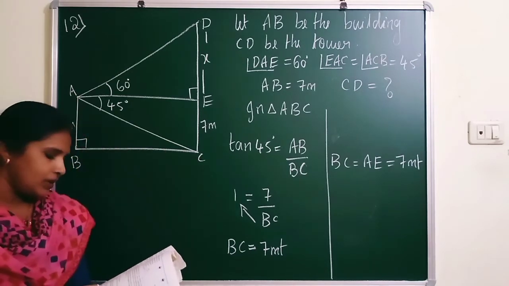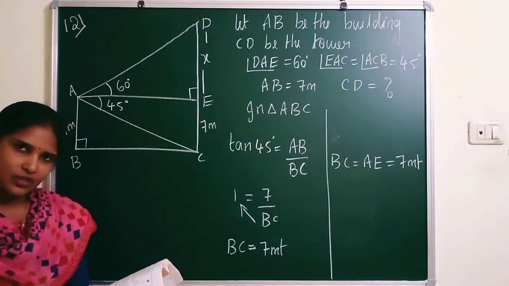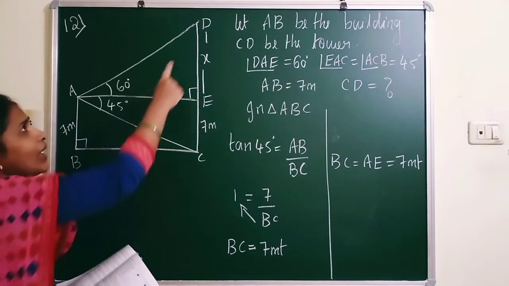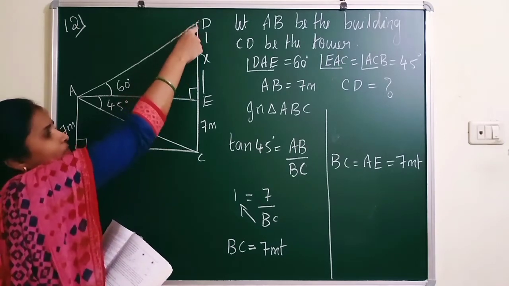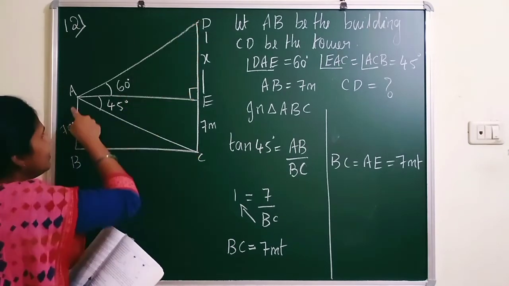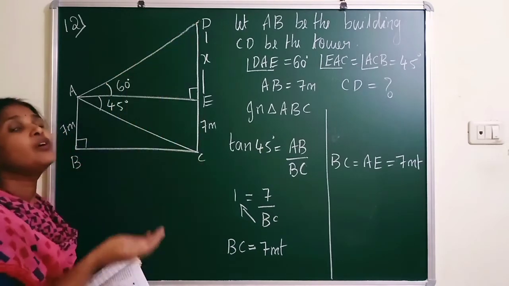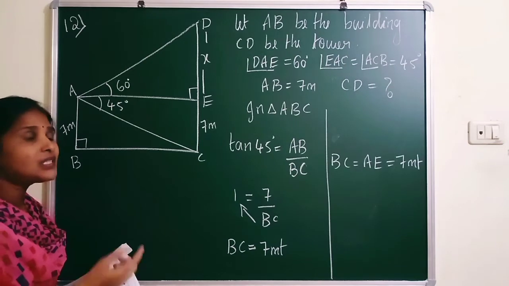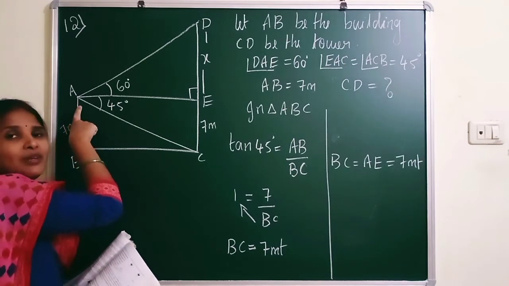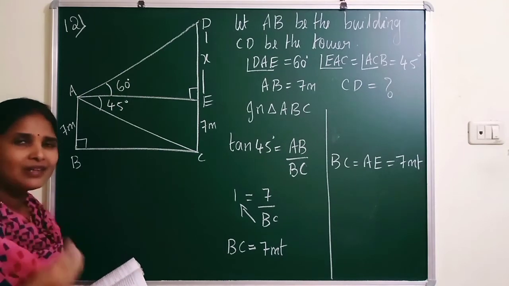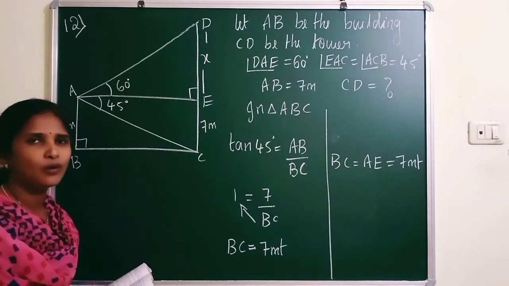And also given the angle of elevation of the top of the cable tower, means CD is the tower, AB is the building. So angle of elevation means you are looking up. You are looking up, so naturally the building will be smaller than the tower. So that is understood. Practically, if you think about everything, you can follow easily.